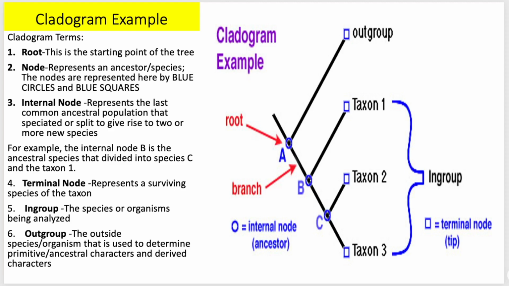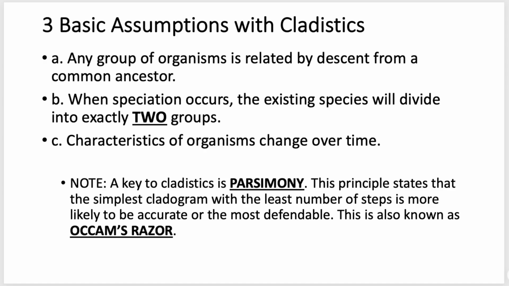The in-group is the species or organisms being analyzed. The out-group, you can think of this as the most distant organism, or the outside organism, that is used to determine the primitive characters and the derived characters. And we'll look at examples of all of this.